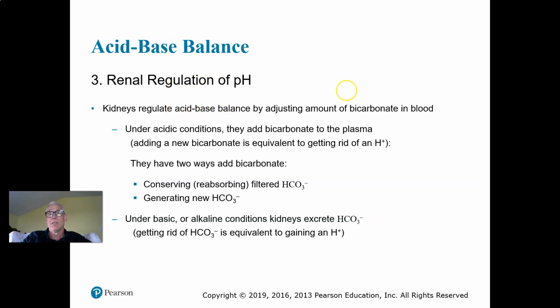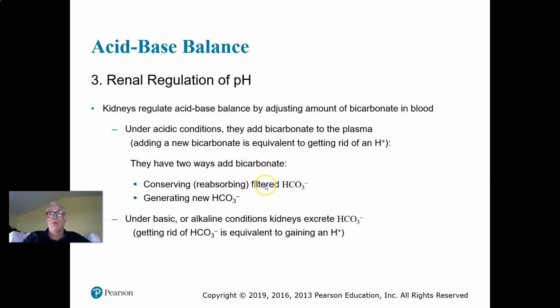Under acidic conditions, the kidney tubule cells will add bicarbonate to the plasma. So now if you add a base, that's equivalent to getting rid of an acid or a hydrogen ion. We're going to be able to buffer those hydrogen ions as we add more bicarbonate, and that's what the kidneys do to handle this situation. There are two ways to solve that problem.